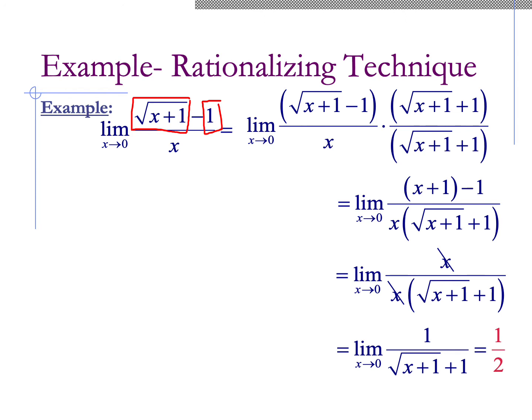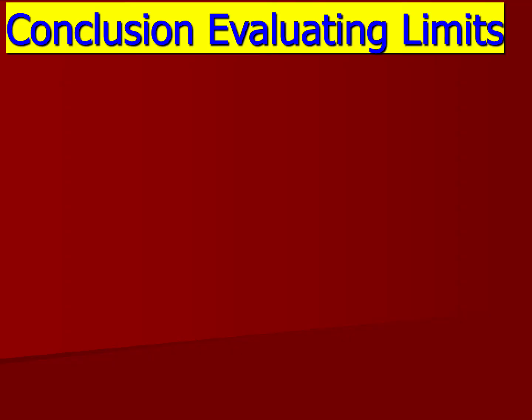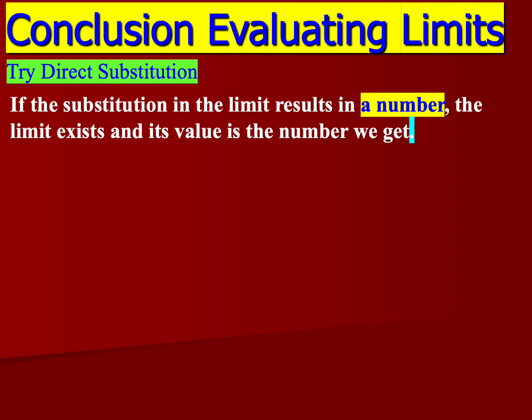So we have reached the last idea, which is the conclusion. Now we have reached the conclusion of the lesson of evaluating limits analytically. To find any limit, first we try direct substitution. If the direct substitution gives me a number, then that's it, we say the limit exists, and the answer is the limit we get.